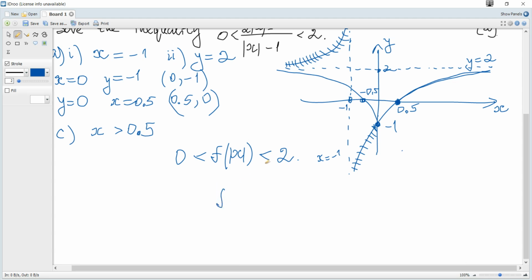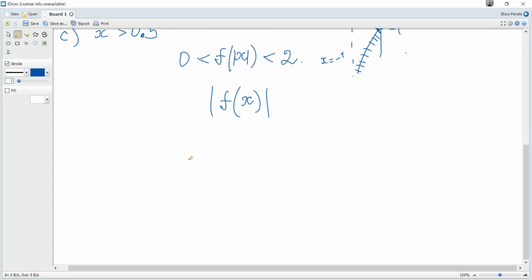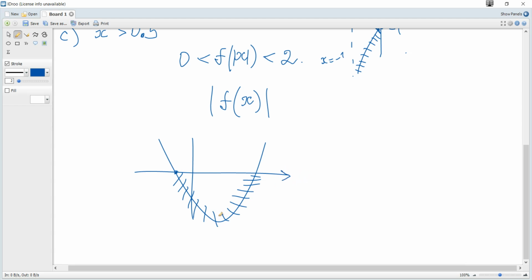It's not required here, but be aware that there is a difference between f of absolute value of x and absolute value of f of x. To draw a graph of absolute value of f of x, you delete the part of the graph corresponding to negative values of y and reflect this part about x-axis. So it looks like this.